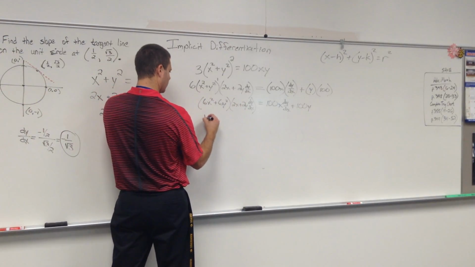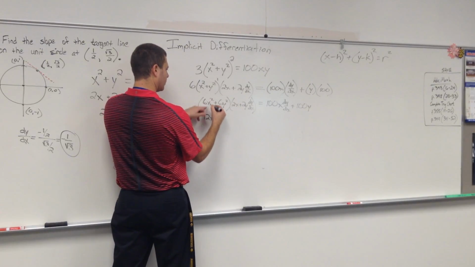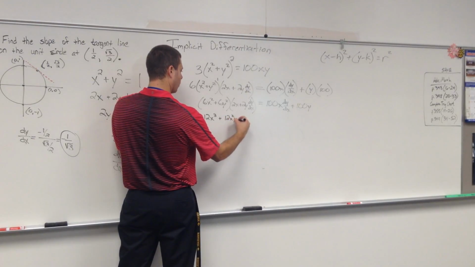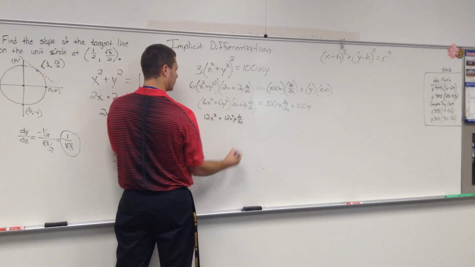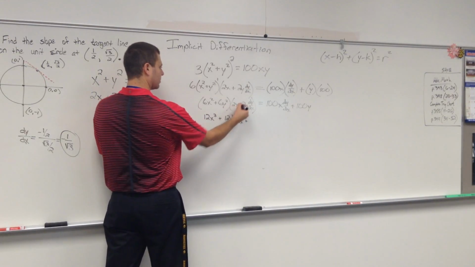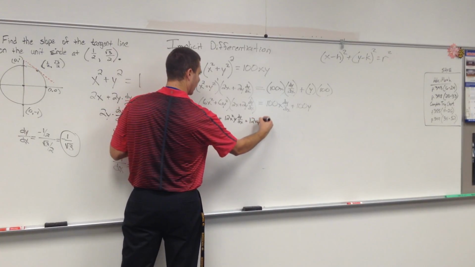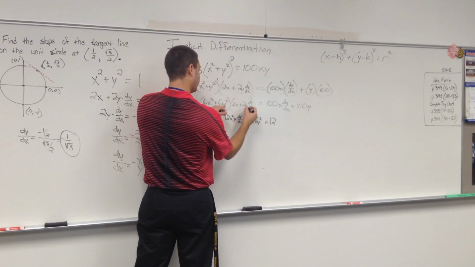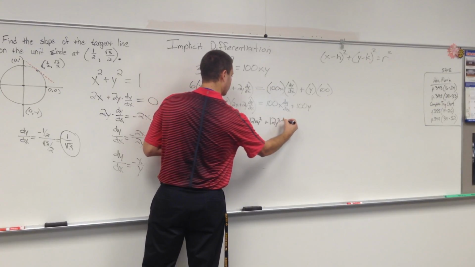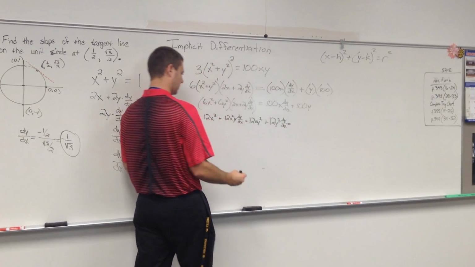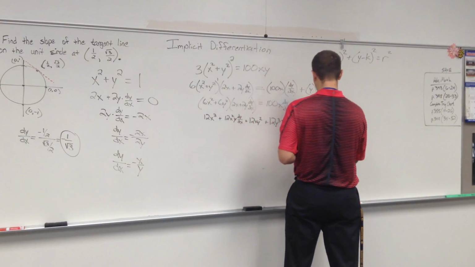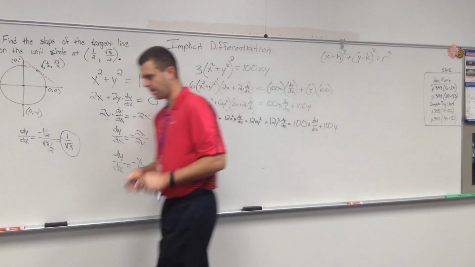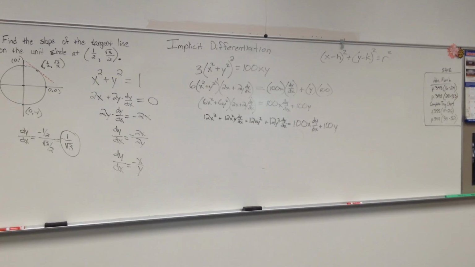So 12x cubed plus 12x squared y dy dx plus 12xy squared plus 12y cubed dy dx. So I just FOILed there. Just gotta be careful on your powers.